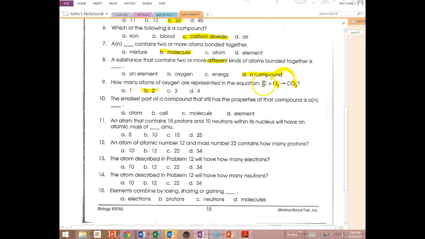The smallest part of a compound that still has the properties of that compound is a molecule. One molecule of carbon dioxide, one molecule of water.